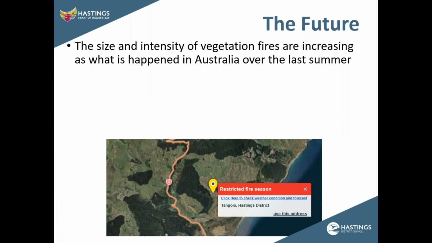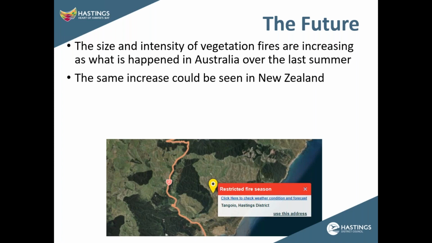Looking to the future, the size and intensity of vegetation fires are increasing every year, like what happened in Australia over the 2019-2020 summer. The last estimate I saw was 18 million hectares burnt in Australia during this time, which is larger than the entire South Island.